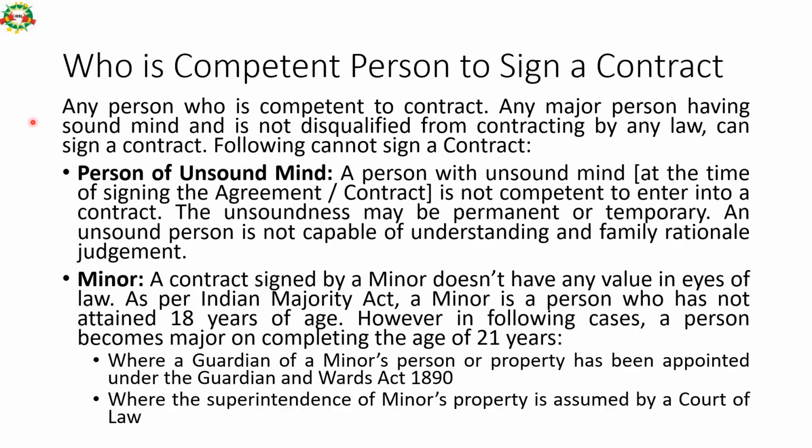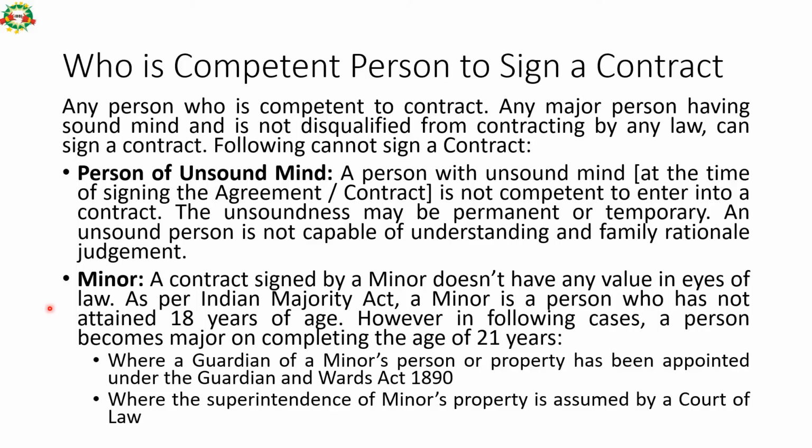The following cannot sign a contract: person of unsound mind and minor. So who is a person of unsound mind? A person with unsound mind at the time of signing the agreement or contract is not competent to enter into a contract. The unsoundness may be permanent or temporary. An unsound person is not capable of understanding and forming rational judgments. So basically, if I have consumed some wine or liquor or drugs and I'm signing a contract, I'm not in my conscious, so that contract is not applicable.